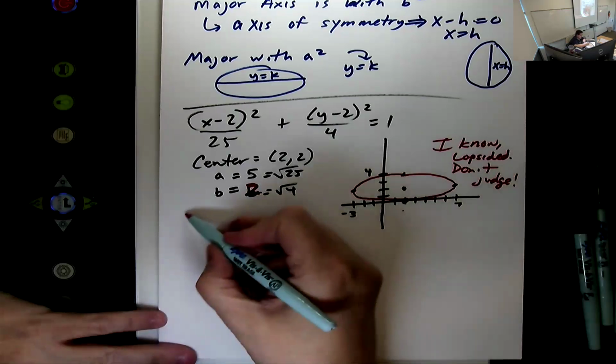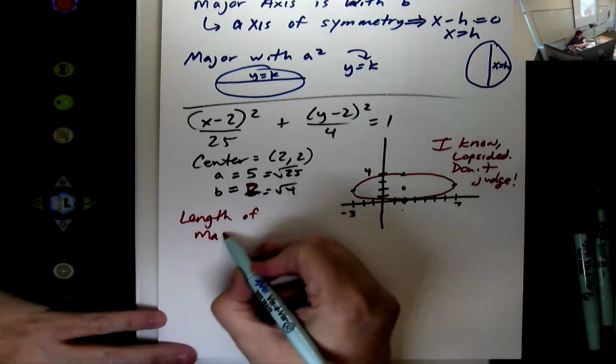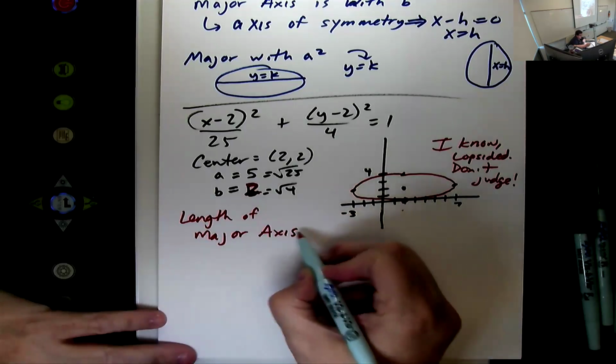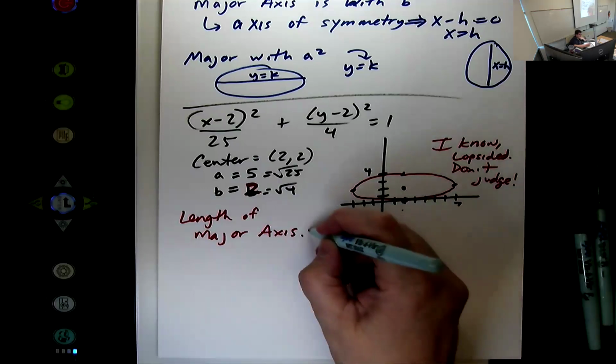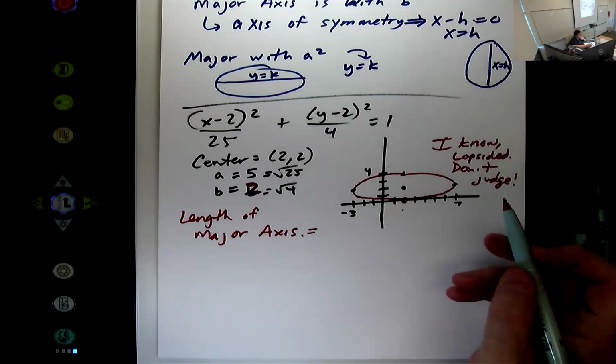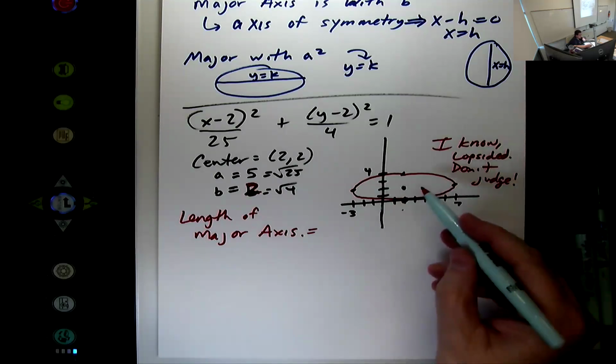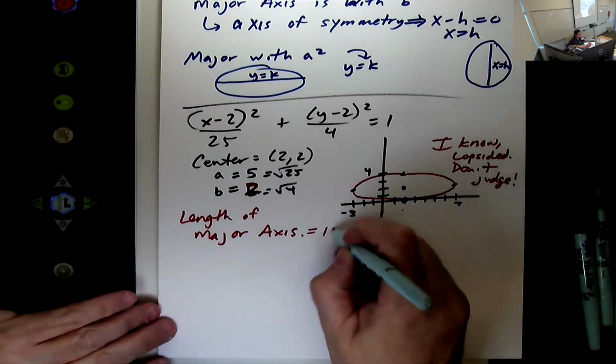So how long is the major axis? It is not 5. 14. 10. I heard 5, 10, and I've heard 14. Anybody got anything different? Doubling down on 10. It's 2 times A in this case. It is 10.